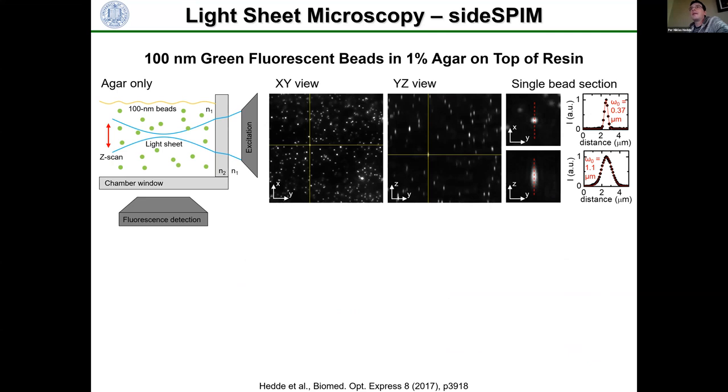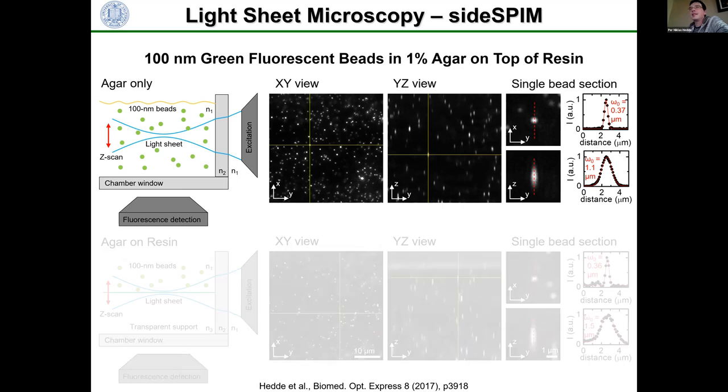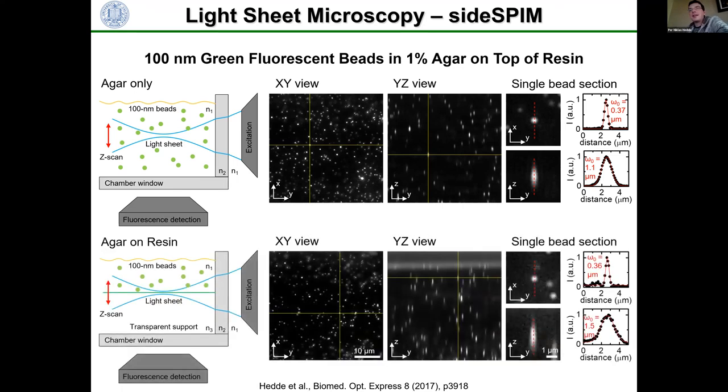Just here to recap with these polymers, here are some beads in agarose. Of course, you have no problem imaging them, with the resolution in this case being about 370 nanometers in XY and 1.1 micron in Z. And here we have those same beads, but on top of this resin that has a similar index. And you can see that this approach also works well. Unfortunately, the resin has a little bit of autofluorescence, as you can see here in this XYZ view.